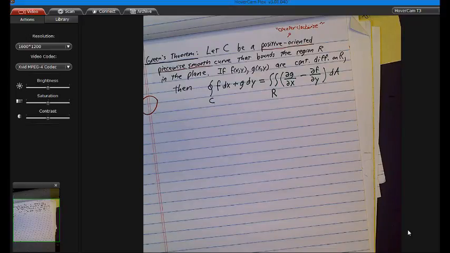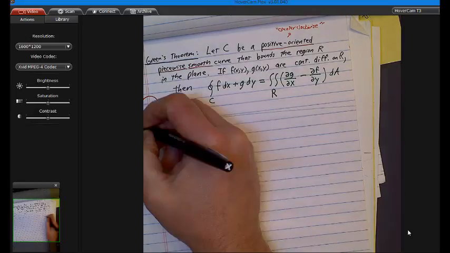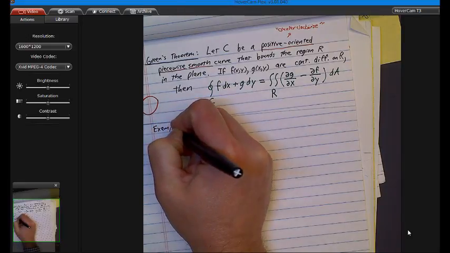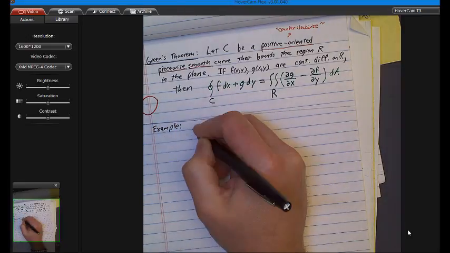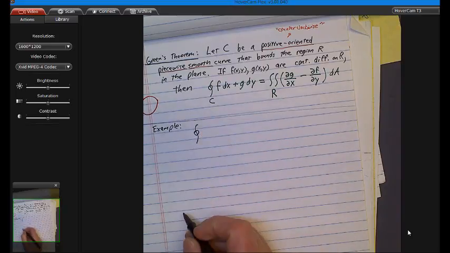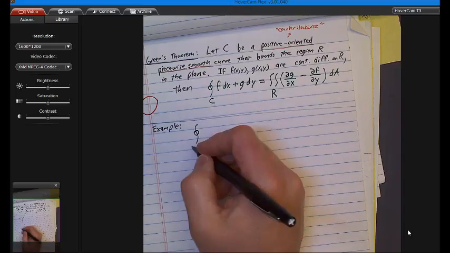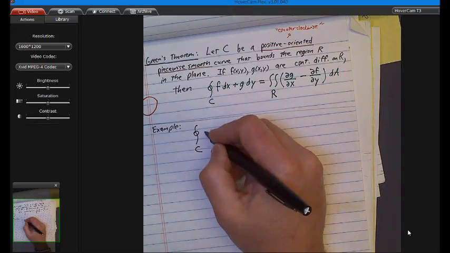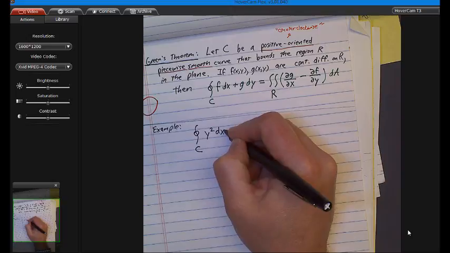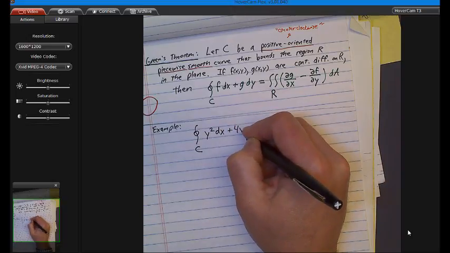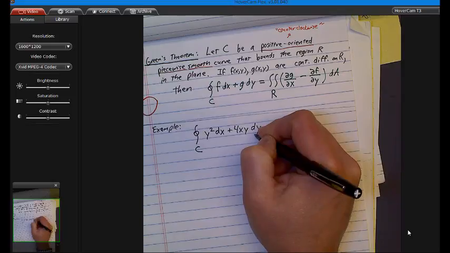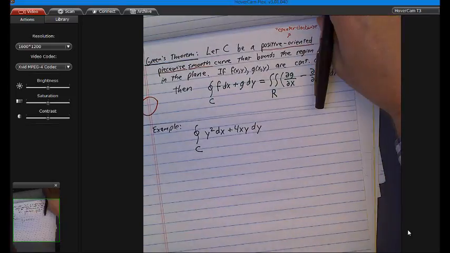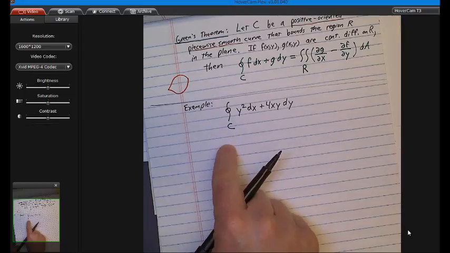Okay. So here's the integral I'd like to compute. And I'd like to use our new notation so that you get used to it also. Okay, so here's an example. Let's compute, and I'm just putting the circle here because you're going to see that the path that I'm interested in will be a closed path, okay? And we're going to integrate y squared dx plus 4xy dy.